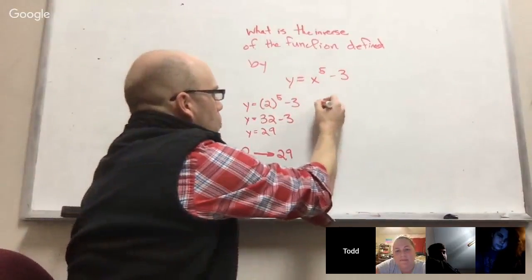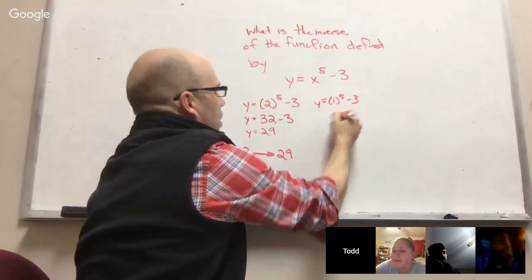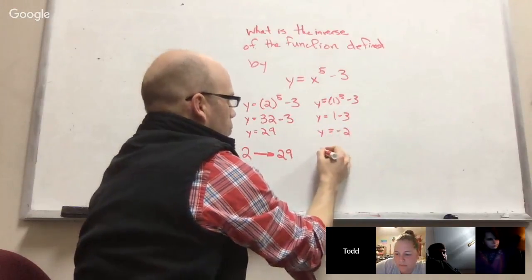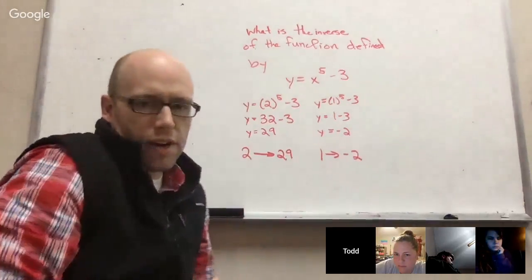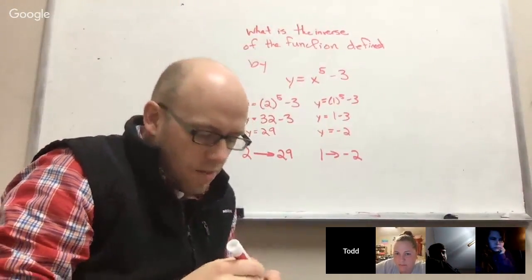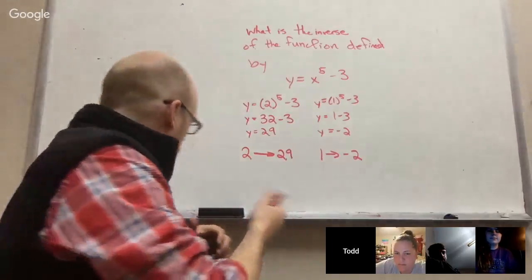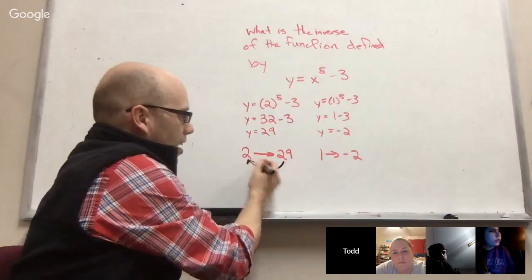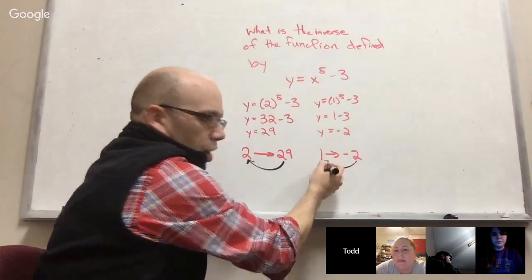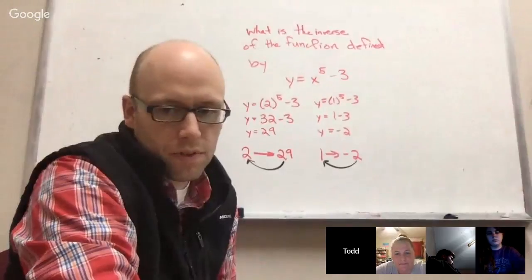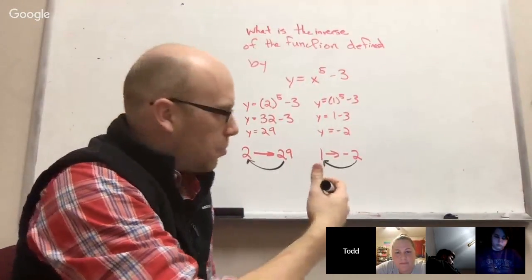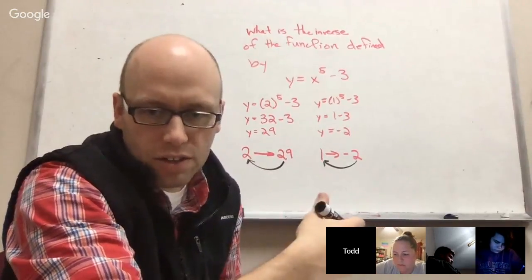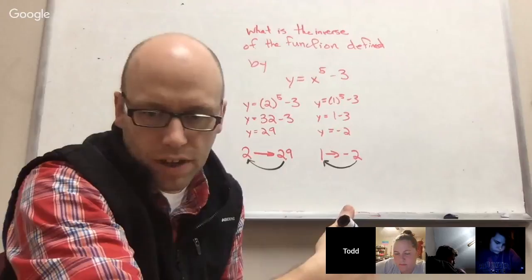If you do another example, y equals 1 to the 5th minus 3, that's going to be 1 minus 3, so y equals negative 2. It assigns 1 to negative 2, right? Yep. The inverse function should undo that. The inverse function should take 29 and assign it to 2. It should take negative 2 and assign it to 1. So the inverse function undoes the operations of the function. Okay?